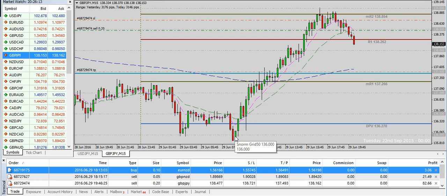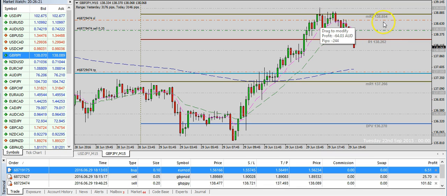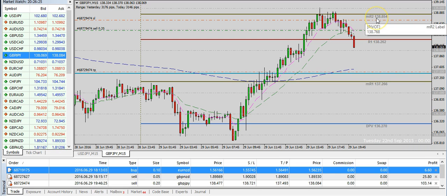So what happened was the market made a nice push to the upside, a nice bullish move, and it actually came up to 138.854, which is a resistance level on the pivot point. Now it attempted to break above that level, but it failed. Then the market attempted to break above that level once again, and it failed once again, giving us this nice strong bearish candle right here.